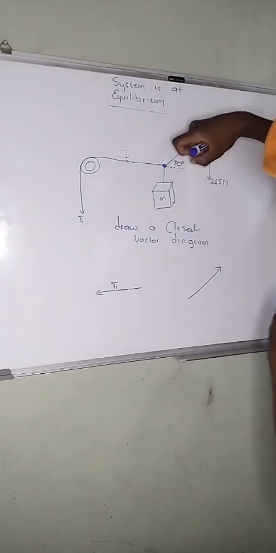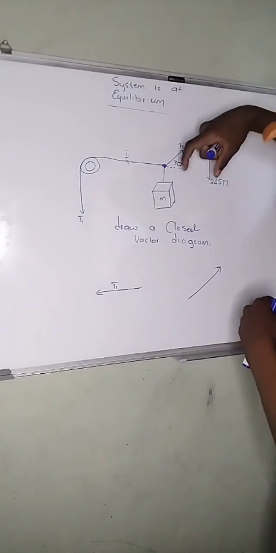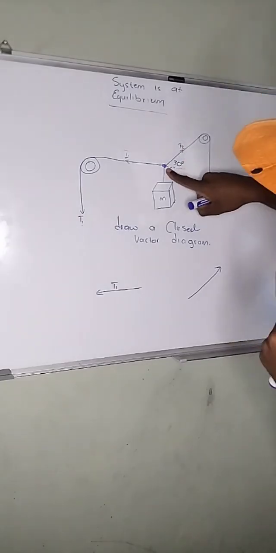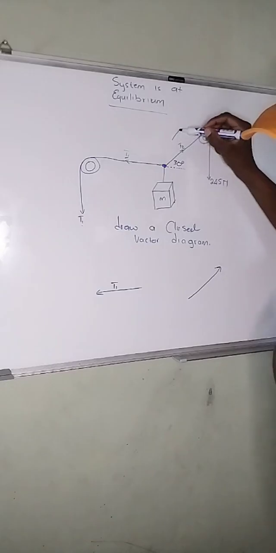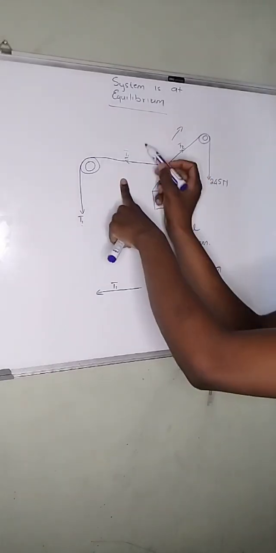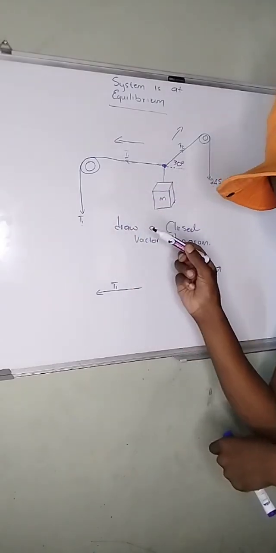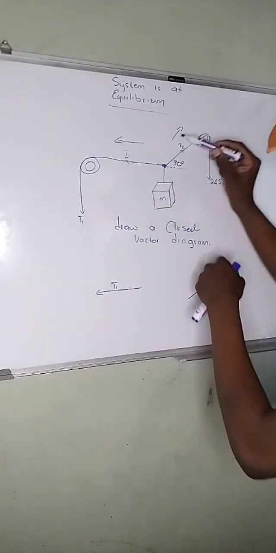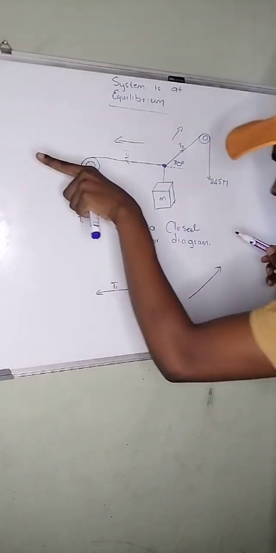It is pulling the point to the right. This T2 is pulling the point to the right, and this T1 is pulling the point to the left. Do you see that? So we have this T2 pulling in that direction, and this T1 pulling in that direction.